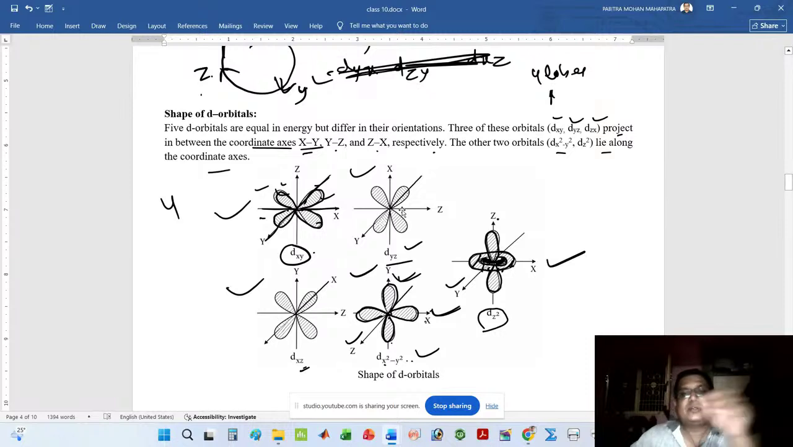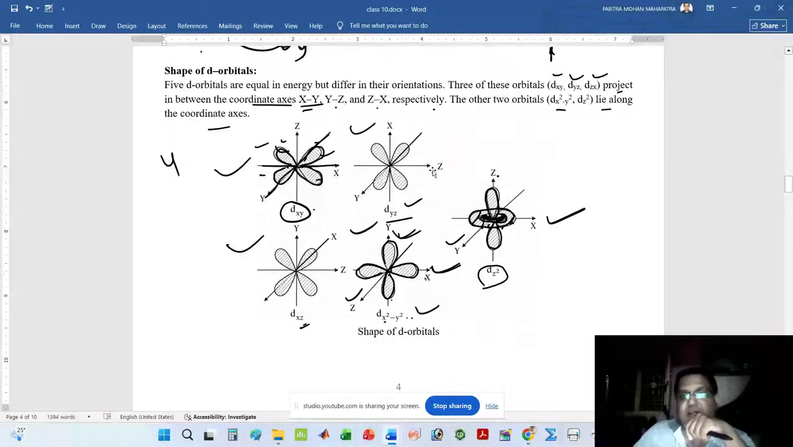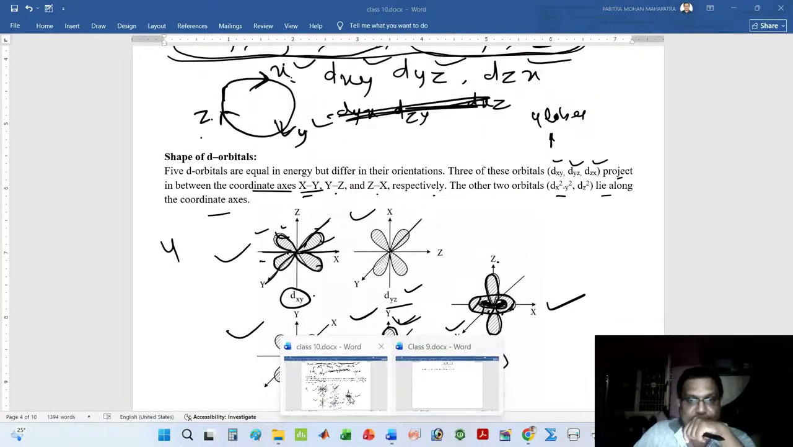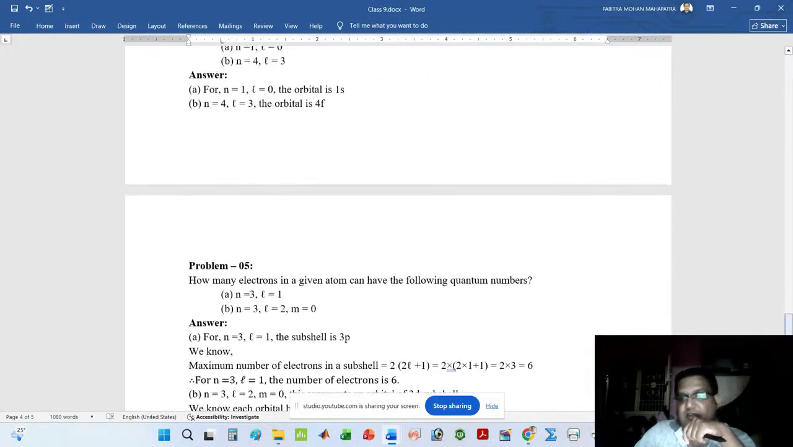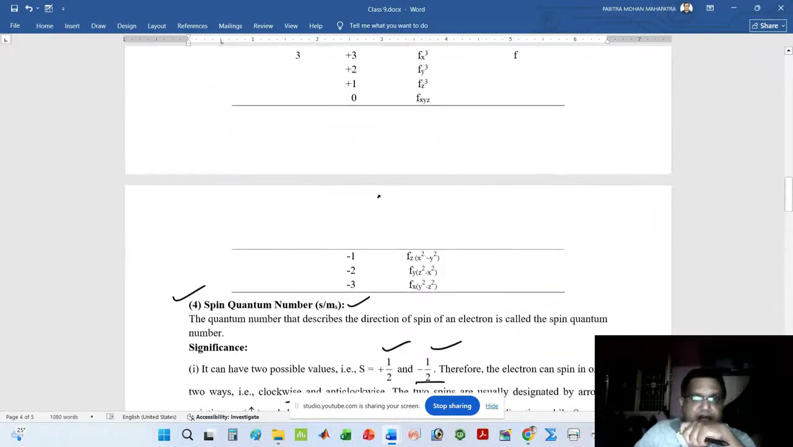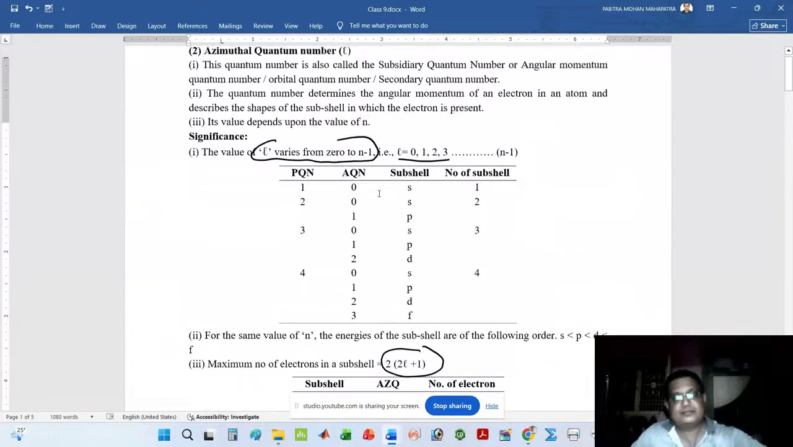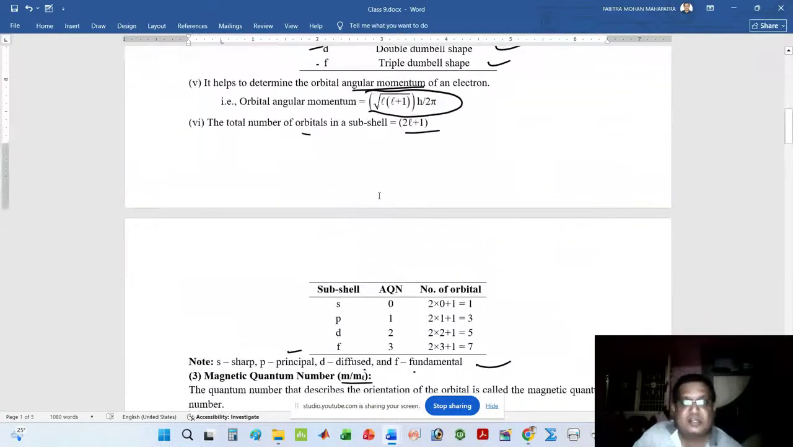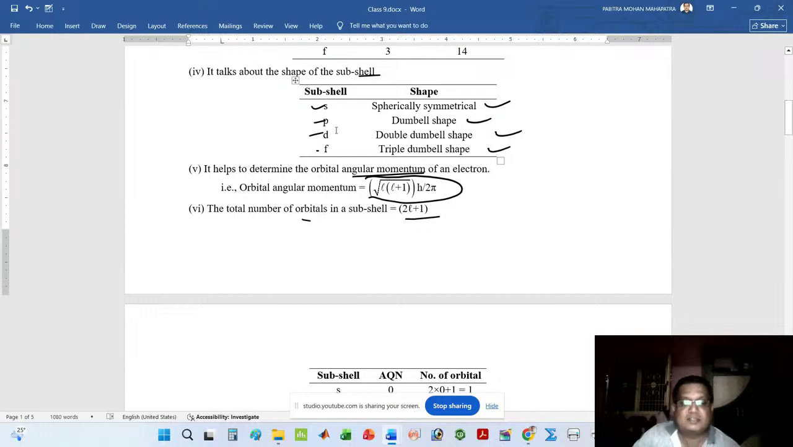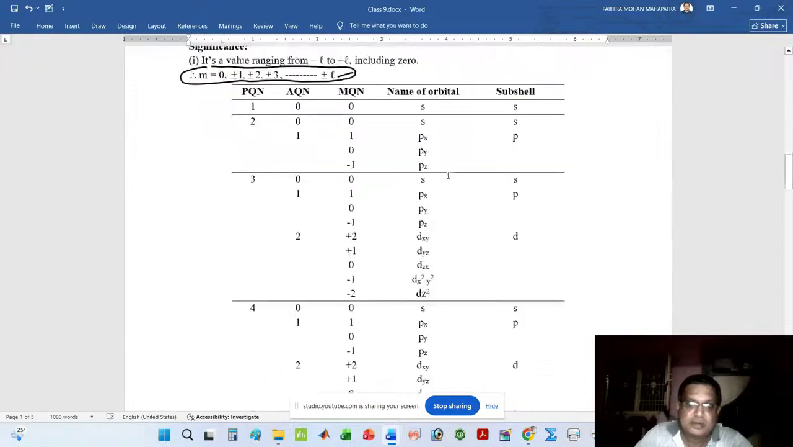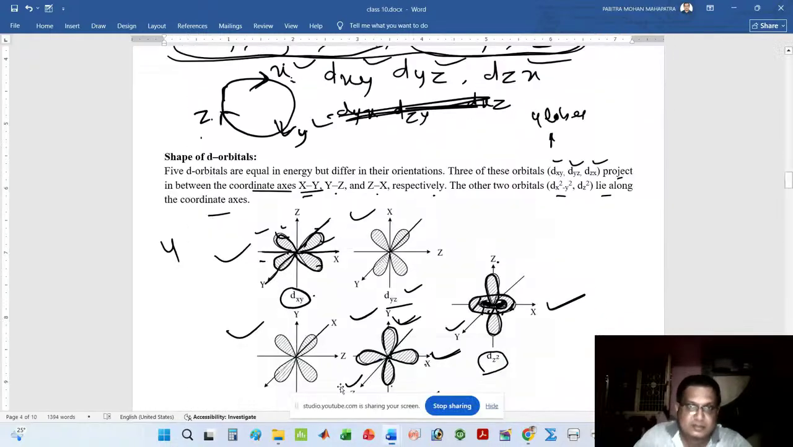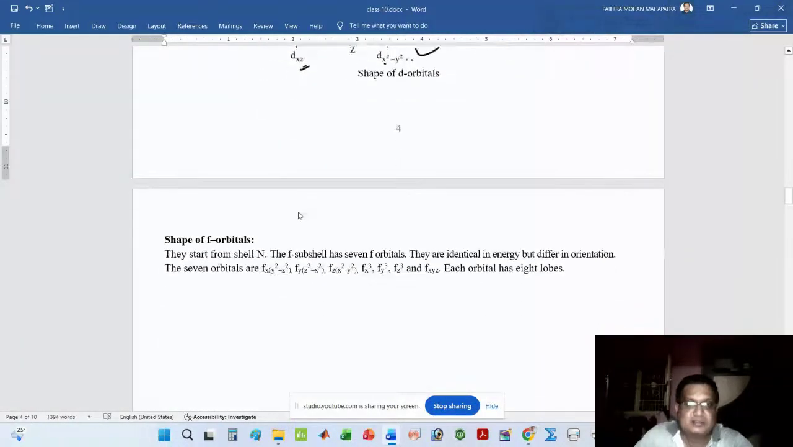Suppose a question asks what is the shape of the d orbital, then you can say it is double dumbbell. Shape of d orbital is your what? Double dumbbell. In the previous class I already discussed the shape of d orbital. Let me show the list. Here I have written double dumbbell shape. Shape of d orbital is double dumbbell shape. Shape of f orbital is triple dumbbell shape. This is the shape of d orbital.